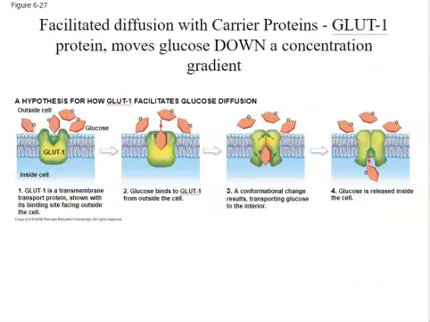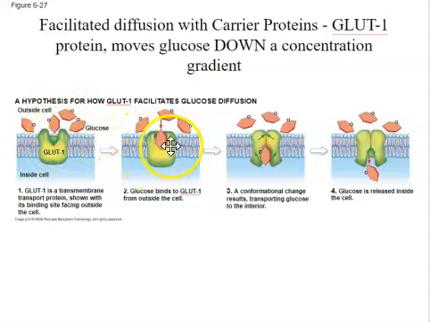And facilitated diffusion can involve channel proteins, but it can also involve carrier proteins, which are shaped just a little bit differently. This is a protein called GLUT1, and it moves glucose down a concentration gradient. These little reddish molecules are glucose molecules. They will bind to the GLUT1 at a binding site.